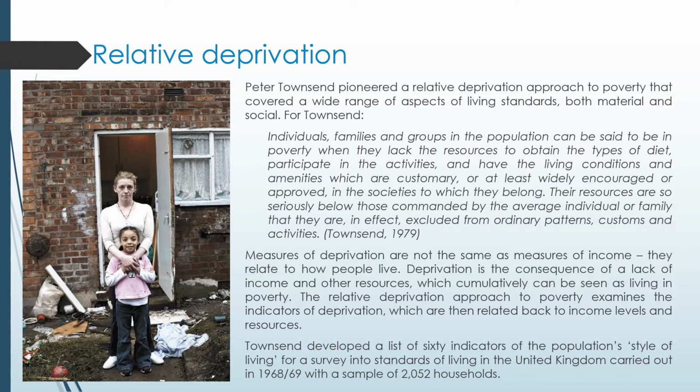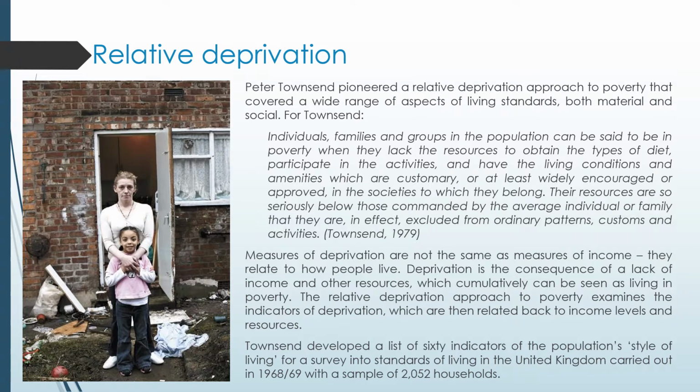And what he found was that there was a high level of deprivation in society. And this is obviously people living with poverty. And he developed a massive list of 60 indicators which were used to study whether people lived in poverty. And this was done in 1968-69 with a relatively large sample of about 2,000 homes. Now, those measurements haven't really changed.